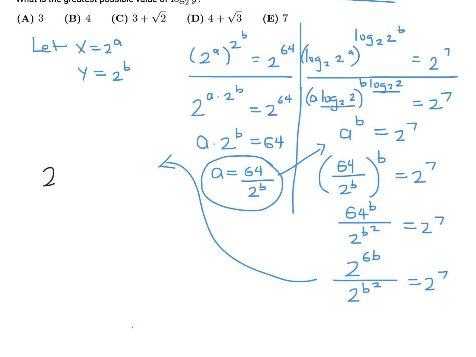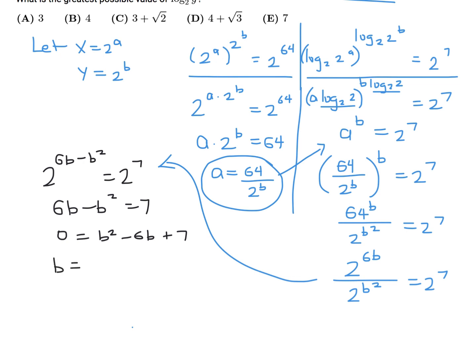And then let's keep on going. This, using exponent laws, is going to be 6b minus b squared is equal to 2 to the power of 7. And since the bases are equal, the exponents are equal. So that means that 6b minus b squared is equal to 7. And then if we put everything on one side, we get 0 is equal to b squared minus 6b plus 7. Now, unfortunately, this does not factor nicely.